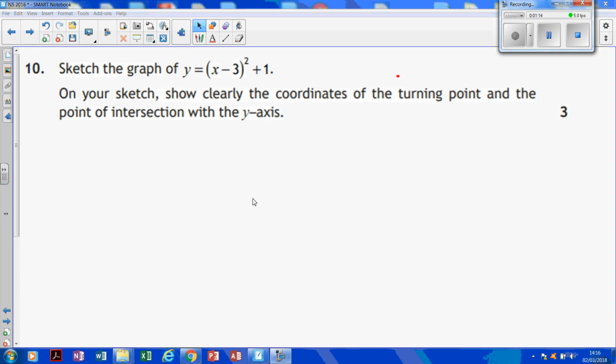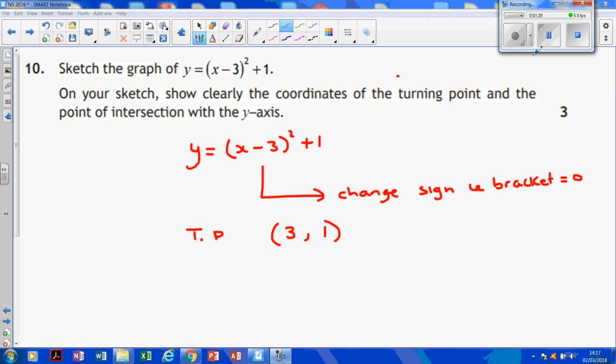Sketch the graph of y is equal to (x minus 3) all squared plus 1. On your sketch, show clearly the coordinates of the turning point and the point of intersection with the y-axis. Right, first thing we're going to do is work out what the turning point is. Right, so there's our equation.